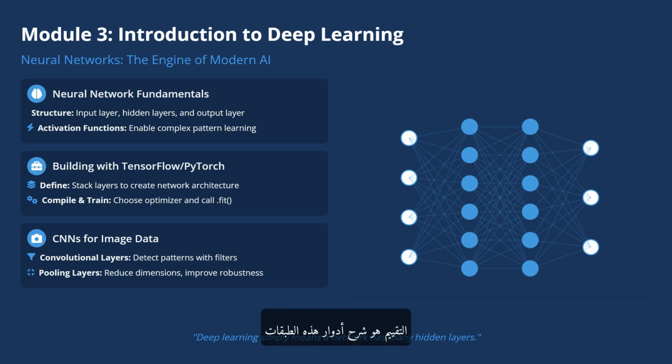The assessment is to explain the roles of these layers. The ideal answer? Convolutional layers use filters to scan an image and create feature maps that detect patterns. Pooling layers then downsample these feature maps, which reduces complexity and helps the network recognize a feature no matter where it appears in the image.